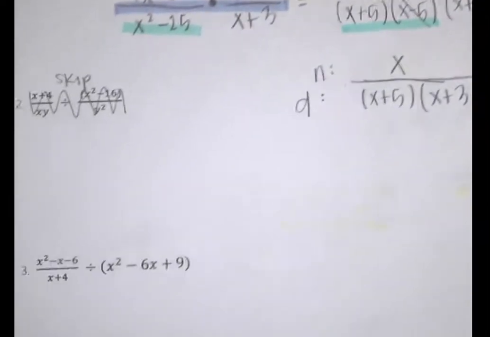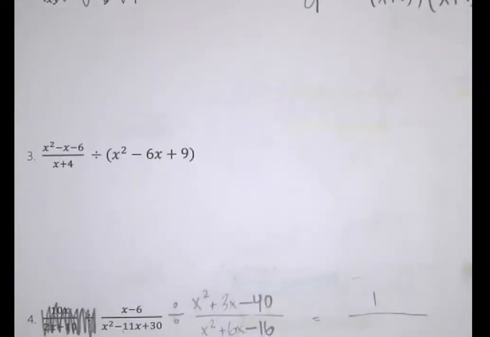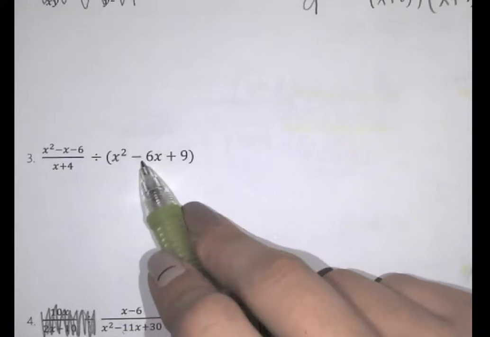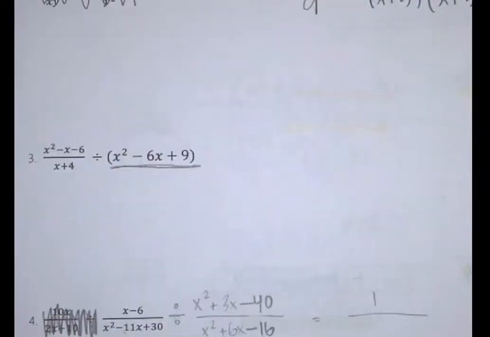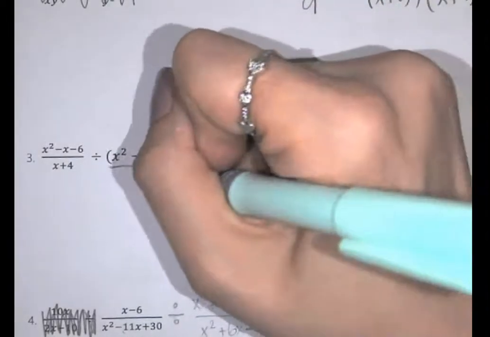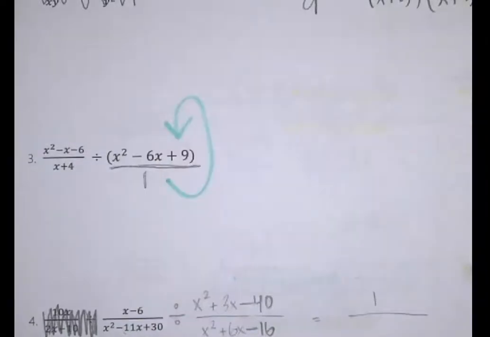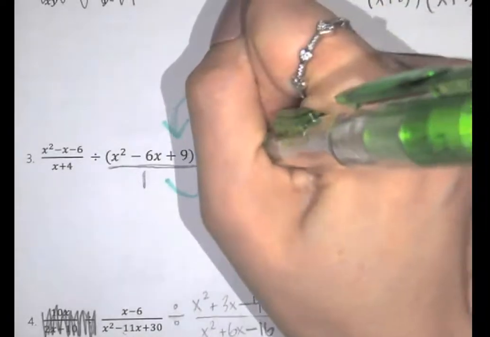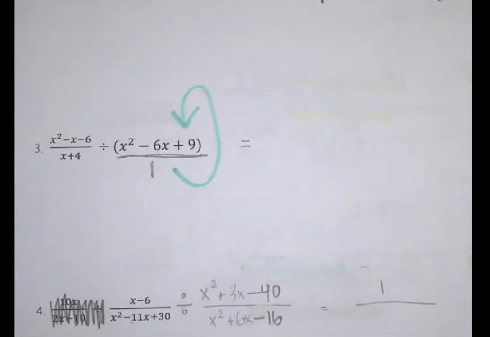Okay, next up, we skip number 2. We're going to go to number 3. To make this a fraction, we need to write our fraction line and put 1 as a placeholder in the bottom. We're going to factor everything that needs to be factored. And then we're going to take this second fraction and flip it. So just to keep everything really clear, I'm going to rewrite this as the multiplication problem it is.